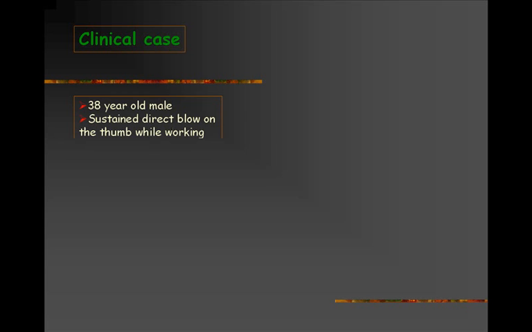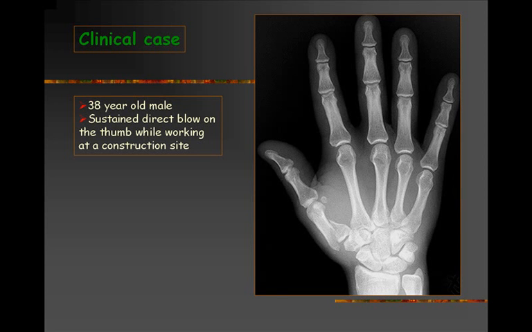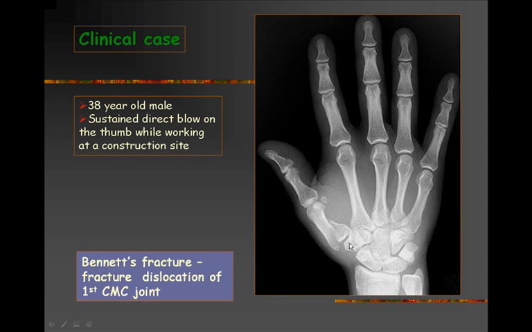This case is of a 38-year-old male who sustained a direct blow on the thumb while working at a construction site. The X-ray of this person's hand is shown here, and note the fracture that is seen at the base of the first metacarpal. The fracture line is running across here, and there is also an associated dislocation of the first carpometacarpal joint. This particular fracture goes by the name of Bennett's fracture dislocation of the first CMC joint.